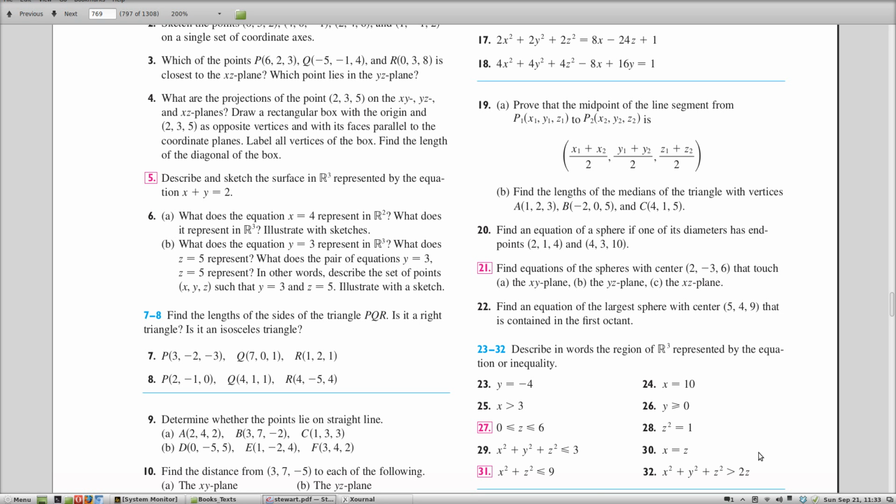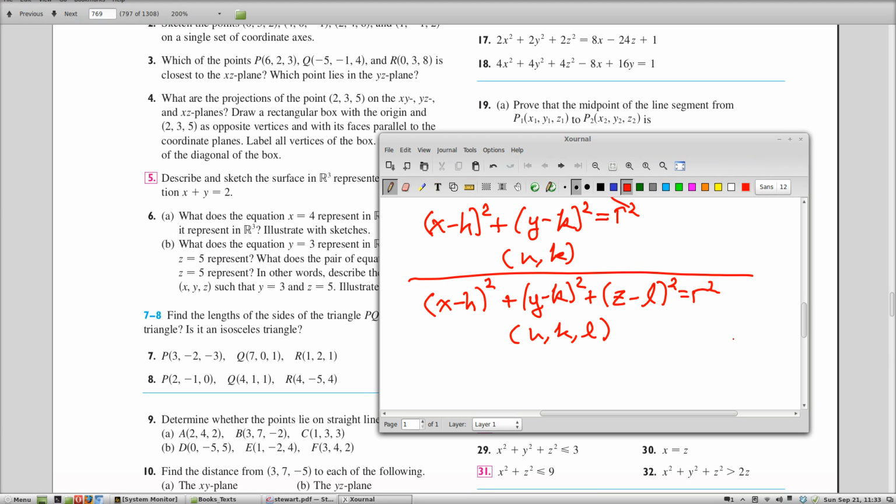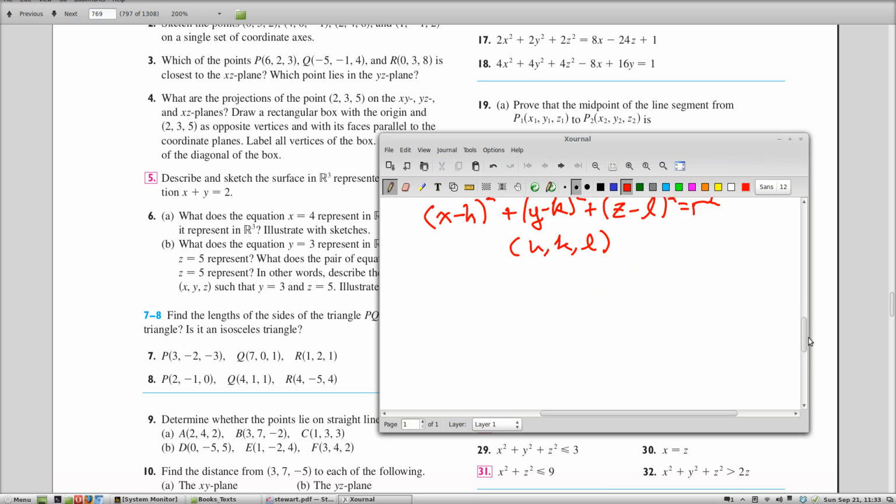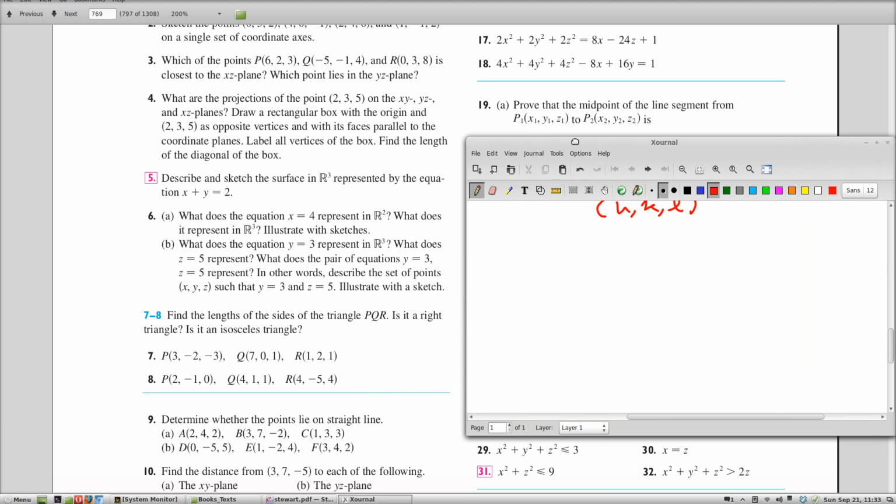And so this question about is it a right triangle, one way to check to see if it's a right triangle is just to see if the lengths of the triangle satisfy the Pythagorean equation. So how can you do that?